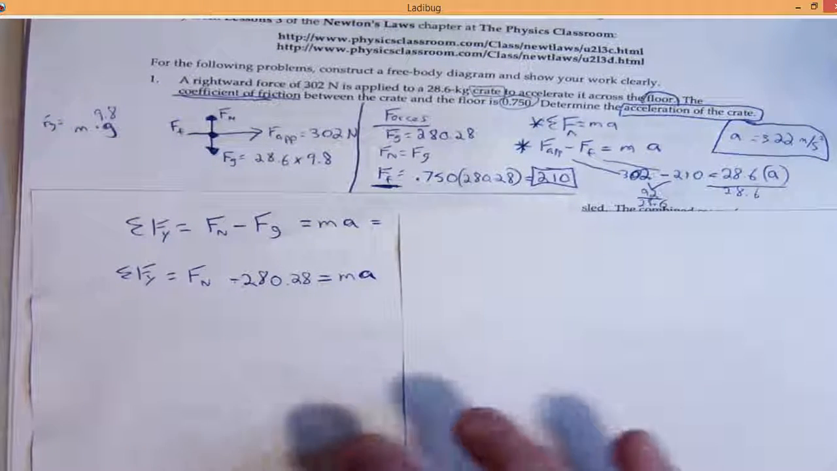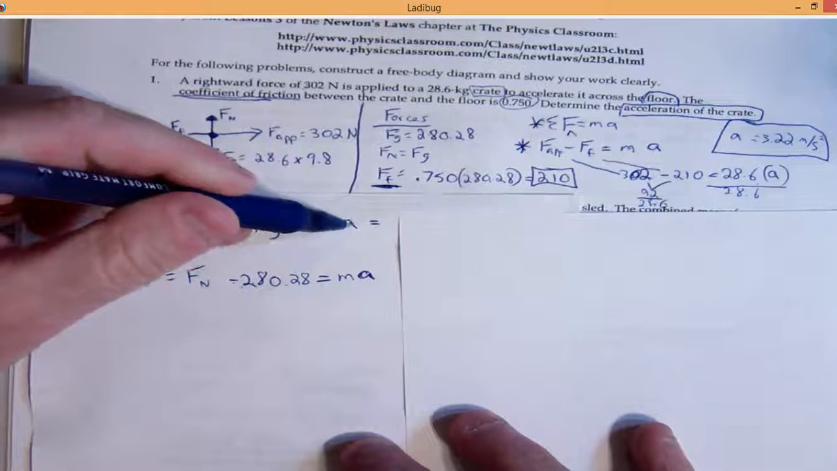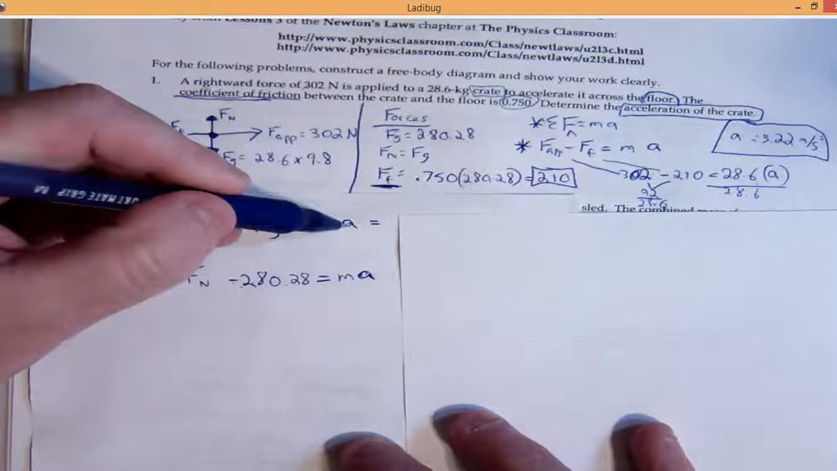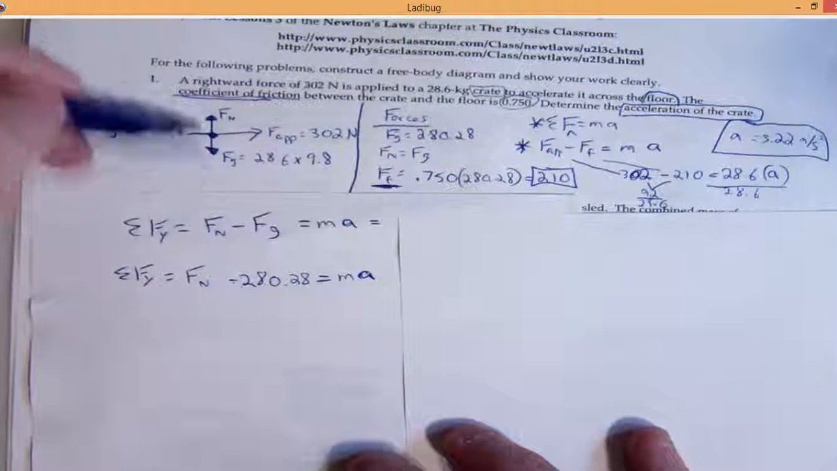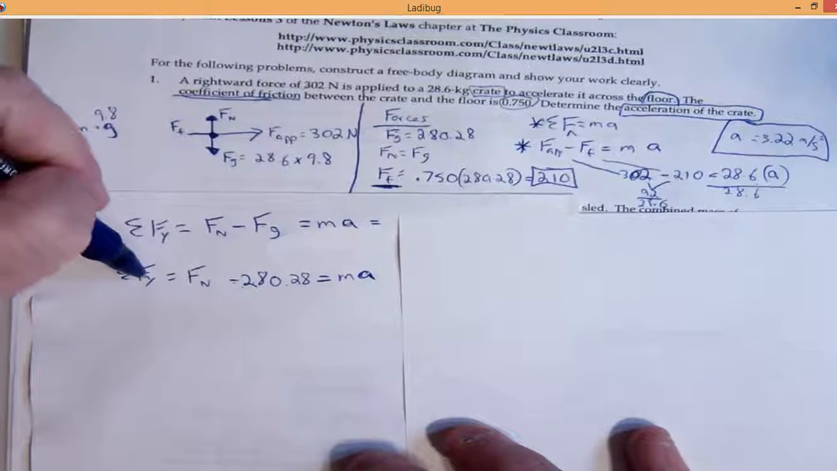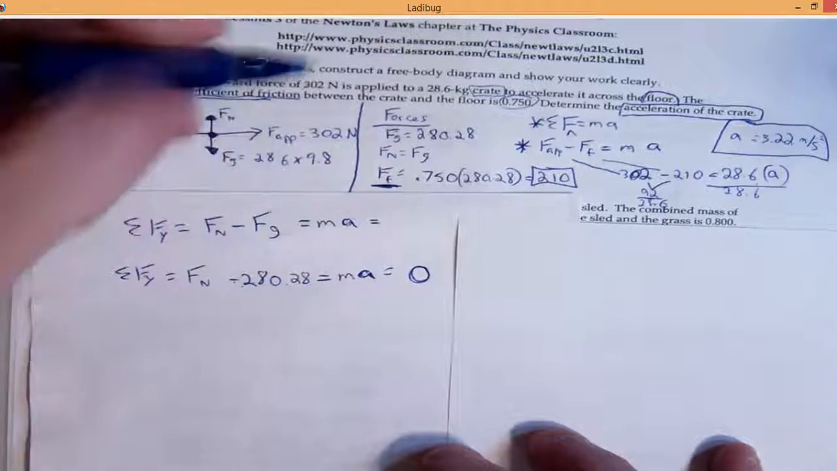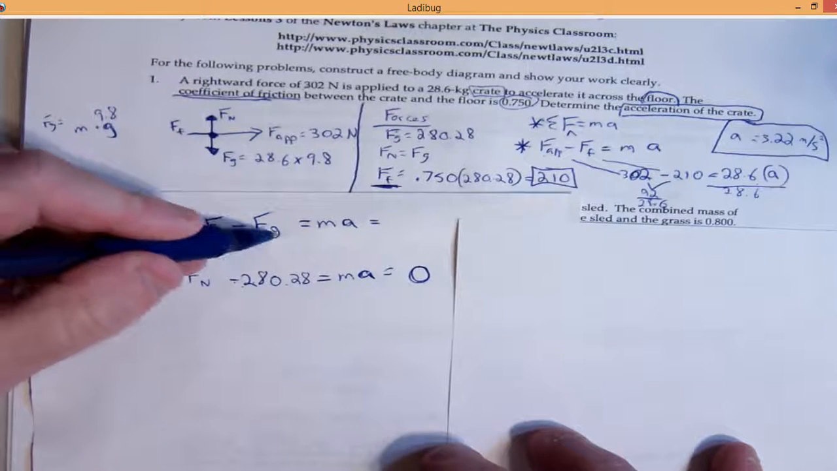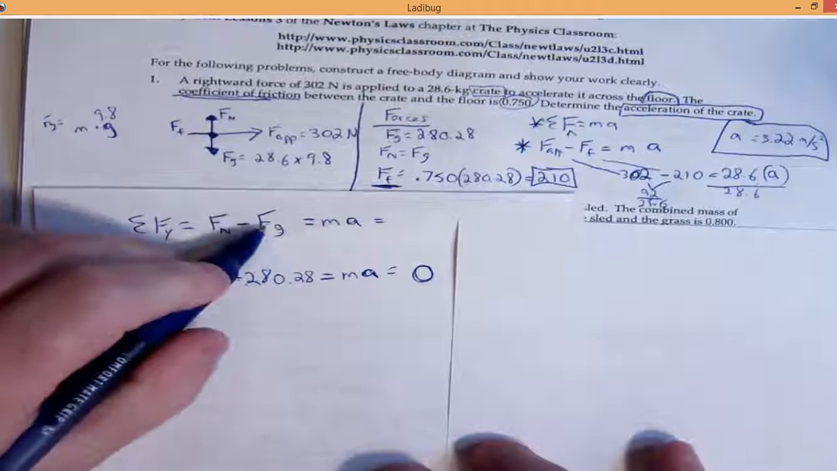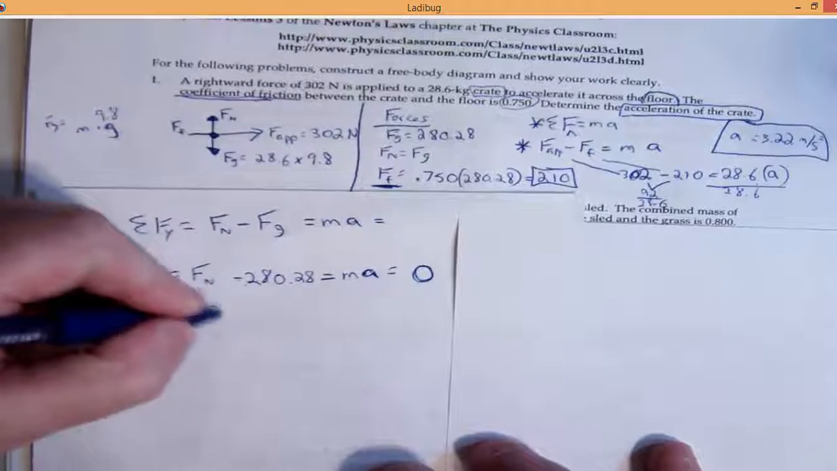We assume it's the same because our overall force equals mass times acceleration, which equals normal force minus force of gravity. Well, we know that our acceleration in this case, is it going up or down? No, it's staying the same. It's sliding left or right, but we're talking about y. So acceleration is 0. So our normal force minus our force of gravity should equal 0. So in that case, our normal force has to be the same as our force of gravity.